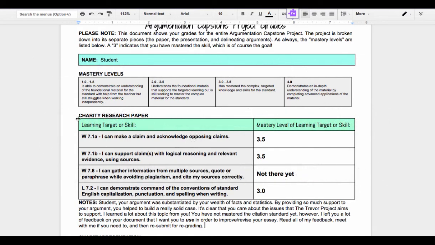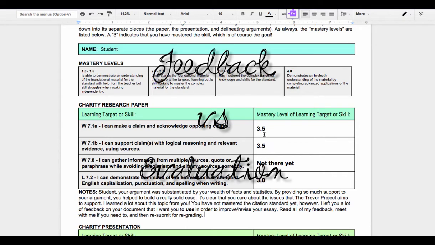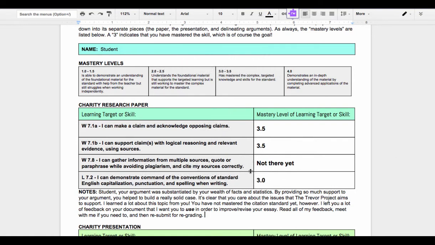So for the charity research paper alone, I was looking at 4 major skill areas. And in addition to the feedback that you already saw on the Google Doc, I'm giving the evaluation over here. So you always have to differentiate between feedback and evaluation. The one skill that I said that she was struggling with, which was avoiding plagiarism and citing correctly, I put not there yet.